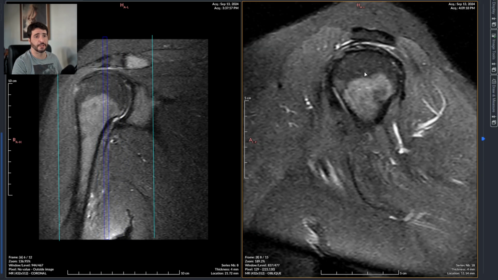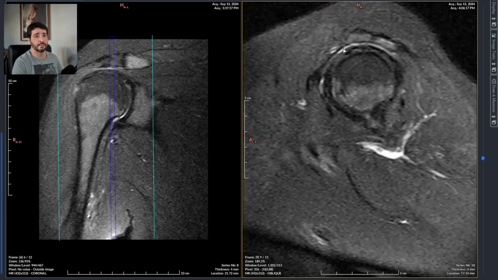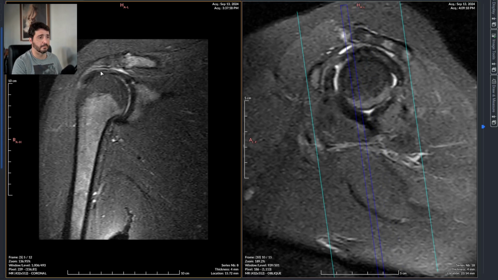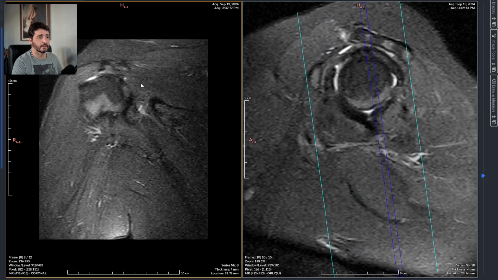Right here I have a sagittal view. I can see with ease that right below the acromion I have a distended, fluid-filled subacromial bursa. So this is a subacromial subdeltoid bursitis right here. So there is shoulder bursitis right there.